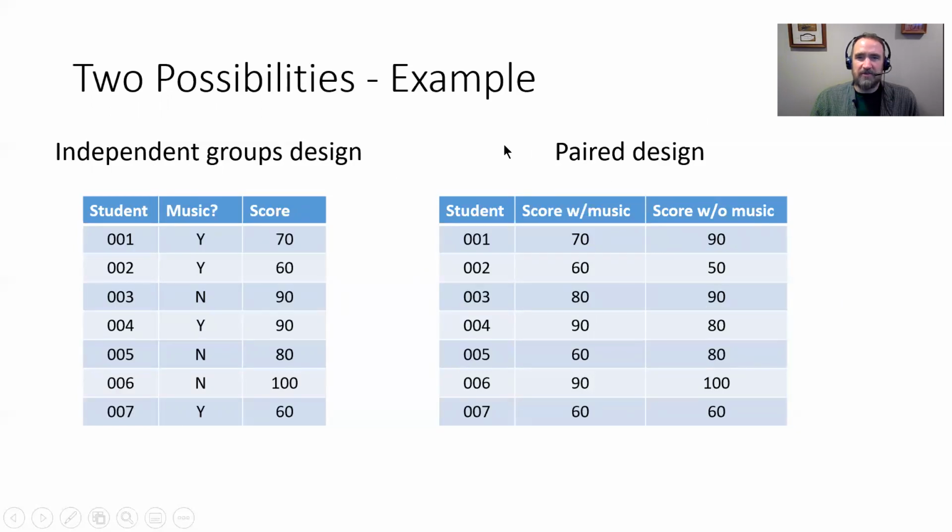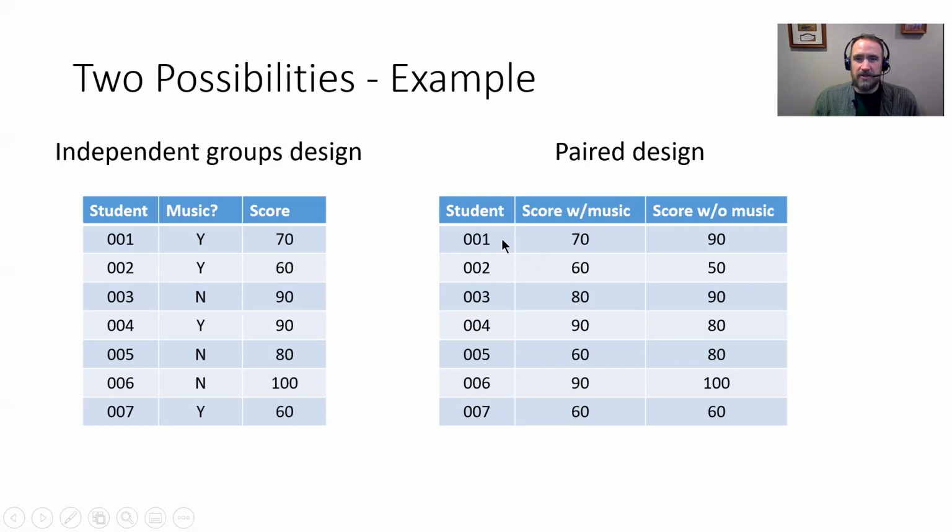There is a big advantage to paired design in that I don't have to worry about, for example, students one and two here have kind of lower scores and they listen to music, but student three had a higher score and didn't listen to music. I don't have to worry about this possibility that student one and two are just kind of weak students. Maybe they don't really understand what's going on in the course, and that's why their scores are lower. And student three is really on top of things, and that's why their score is higher.